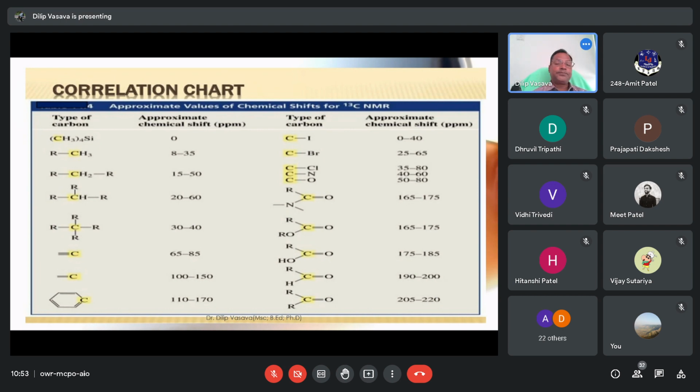So here the type of carbon is given. In 13C we are just talking about the carbon that is present in the compound. The zero value is observed only when tetramethylsilane, the standard, is taken. So this indicates 0, and then the rest of the carbons indicate different values.